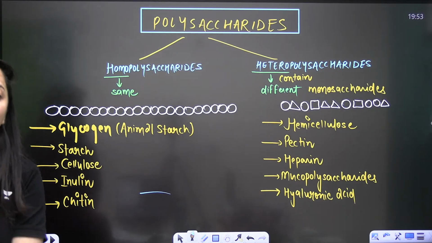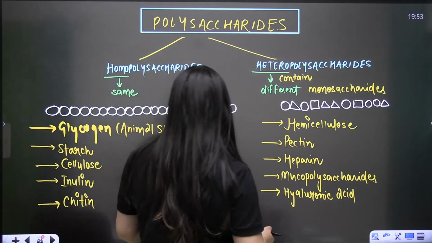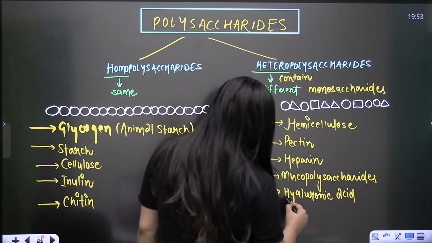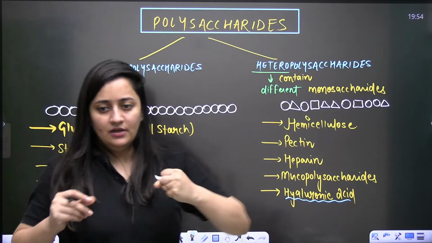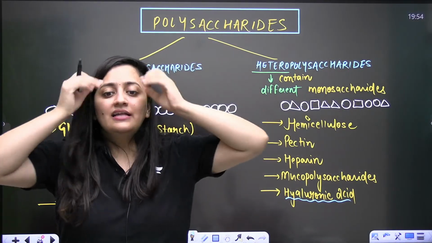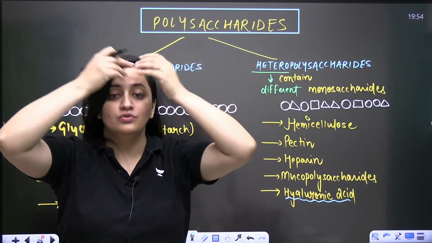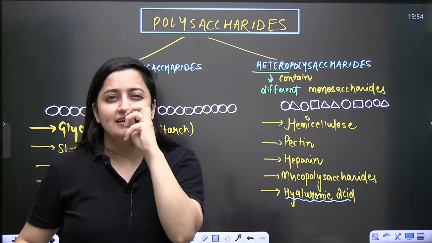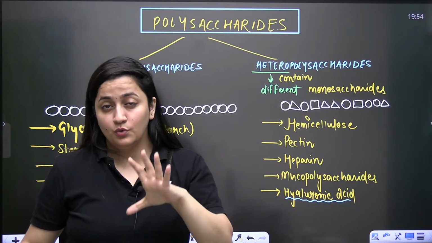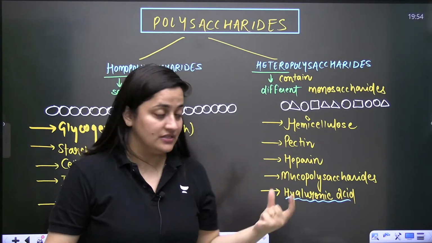Hyaluronic acid is very common. In many shampoos these days you see that they are enriched with hyaluronic acid. It is very good for beauty as well, right? That cheek uplifting and all. Cosmetic surgeons even use this hyaluronic acid for lip filling and uplifting. I don't know that process in detail, but yes, this is the case.